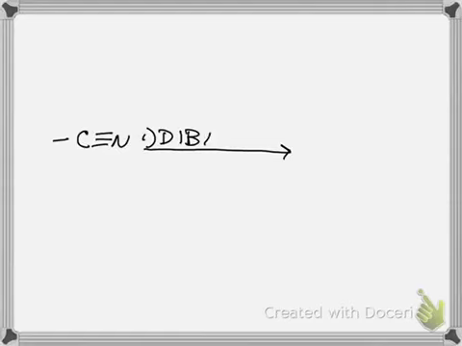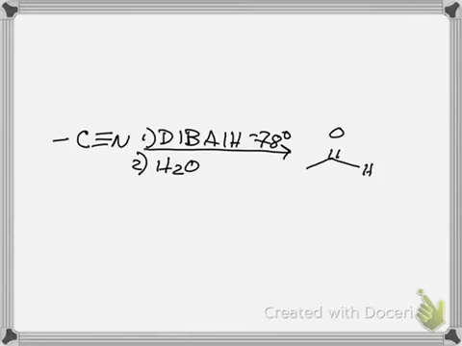Finally, for the DIBAL section, let's look at what happens not when you have an acid derivative, but when you're playing directly with a nitrile. So DIBAL at minus 78 degrees, followed by treatment with water. And what you get is, you guessed it, ladies and gentlemen, the aldehyde. DIBAL is the aldehyde making machine. So that ends with DIBAL.